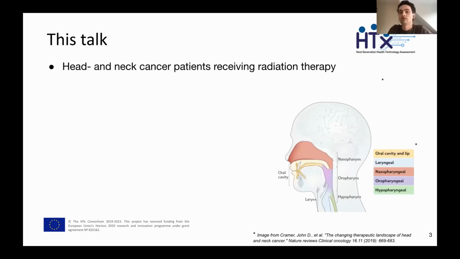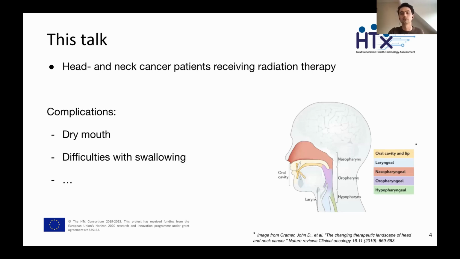Yeah, so in the project we are focusing on head and neck cancer patients who receive radiotherapy. That means patients that have a cancer in either the nose or the mouth area or in the throat.